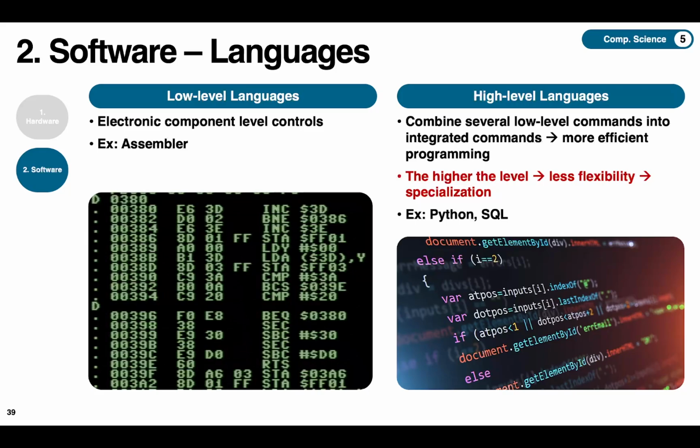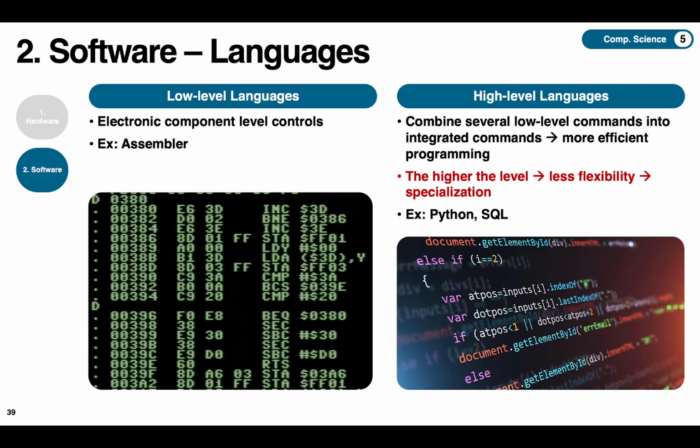And so these higher level languages, they're a lot more efficient at producing the results, but they become less flexible because you will have less choice to do. And so as they become higher and higher levels, they will become more and more specialized or more tailored for specific applications.